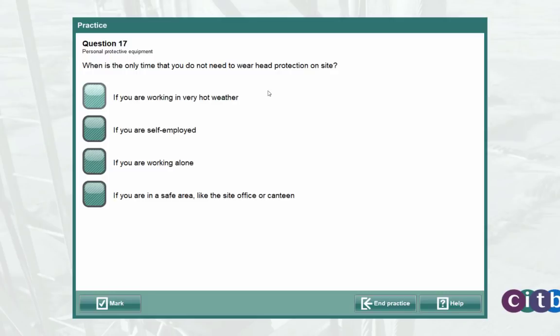When is the only time that you do not need to wear head protection on site? If you are working in very hot weather. If you are self-employed. If you are working alone. If you are in a safe area like the site office or canteen.